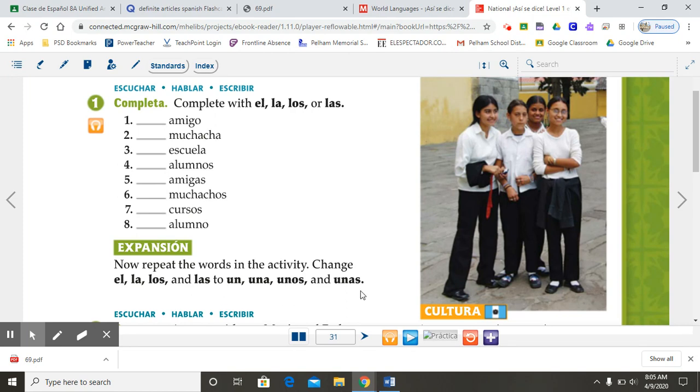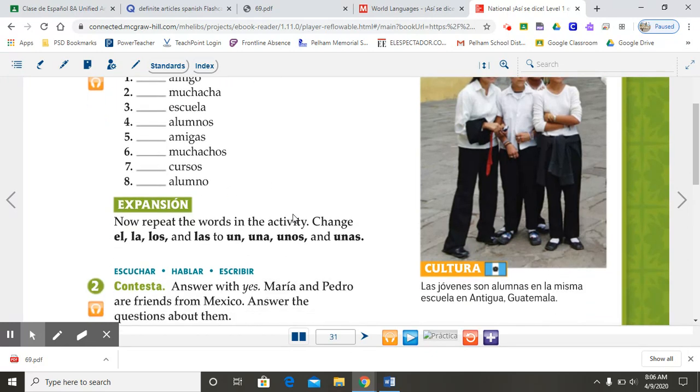Okay, I'm going to go over the answers. Ready? Un amigo. Una muchacha. Una escuela. Unos alumnos. Unas amigas. Unos muchachos. Unos cursos. Un alumno. And hopefully this helped to go over the answers.